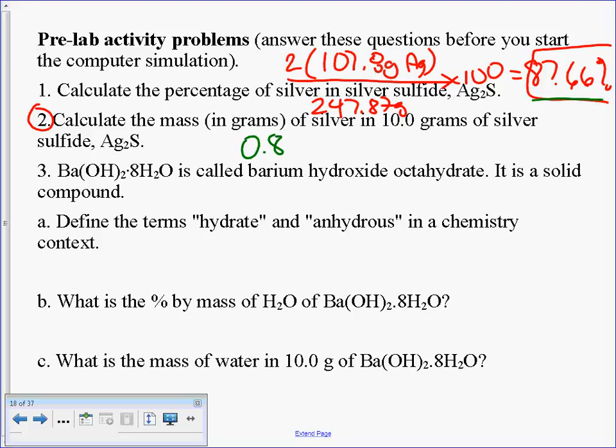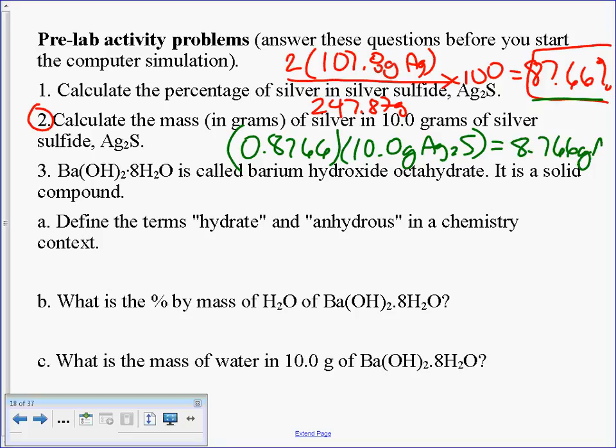It's 0.8766, which is the percent as a decimal, and you multiply it by the mass of 10 grams of silver sulfide, and that isolates just the amount that silver makes up, which is just 8.766 grams of silver. So you can use percents by just multiplying to get from a total mass, the amount that silver in this case makes up.